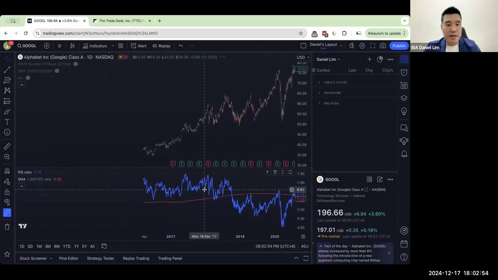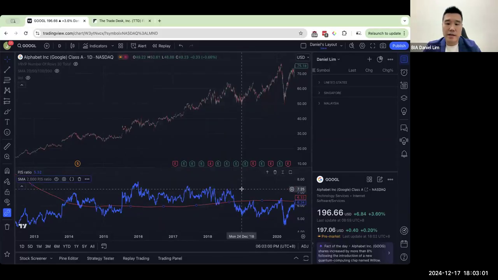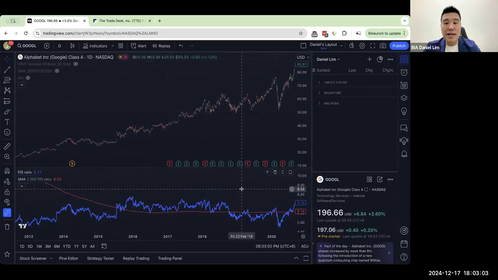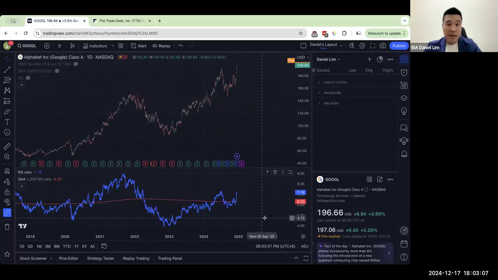Okay, adjusted. Still got a long. That means the max I will take is 2,000 already. So that means for the past 2,000 days, what is the average price people are willing to pay for Google? So you can see there was a very undervalued period here.